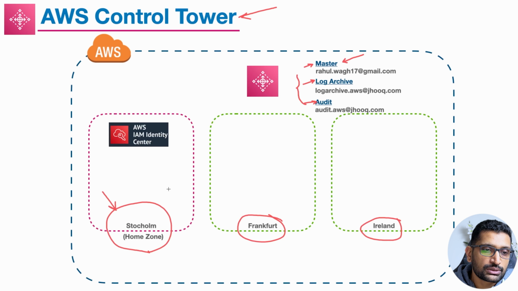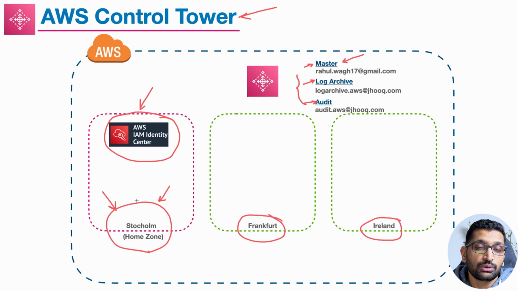Apart from that, in our Stockholm region, which is our home region, we have also set up AWS Identity Center, which means we will also have SSO in this particular region. Our Frankfurt and Ireland regions are controlled with this Control Tower, but those are pretty much empty. The only difference is, since Stockholm is our home region, we have to set up the AWS Identity Center in the same region where we are setting up our Control Tower.